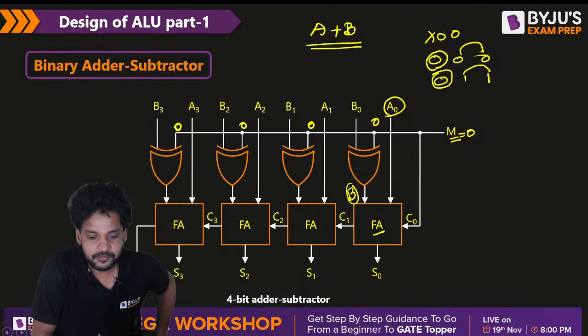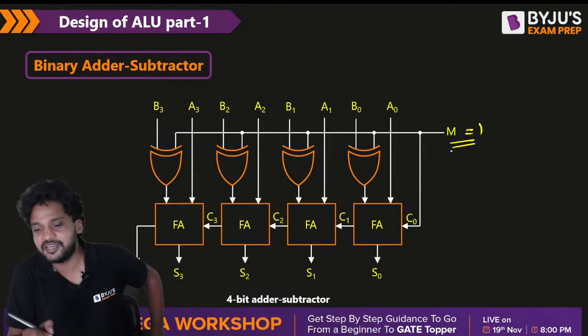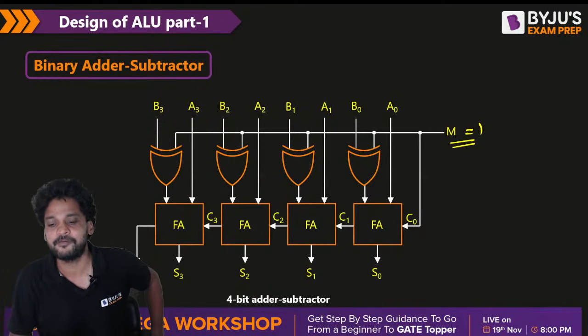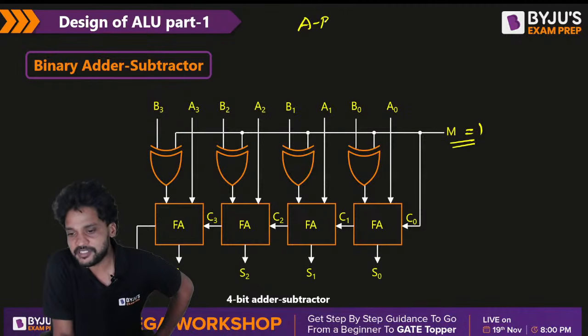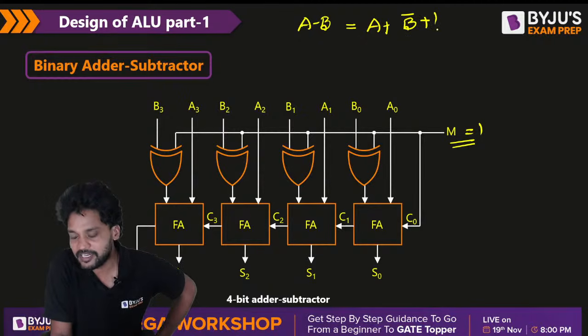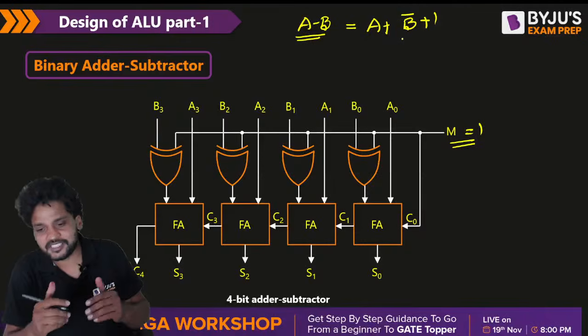Now, whenever M is equal to 1, what is going to happen? Whenever M is equal to 1, the circuit is going to perform the subtraction operation. Why? Let us have a look at how A minus B is going to be performed. A minus B is equal to A plus 2's complement of B, right? This is 2's complement of B. What is 2's complement of B? It is B's 1's complement plus 1. So A minus B is equal to A plus B complement plus 1. This is the rule of subtraction.